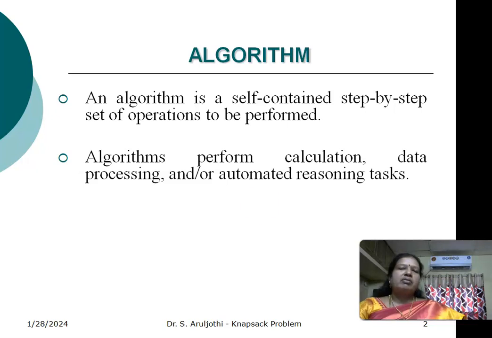First of all, we can discuss what an algorithm is. An algorithm is a self-contained step-by-step set of operations to be performed. An algorithm performs several calculations, data processing, and automated reasoning tasks.